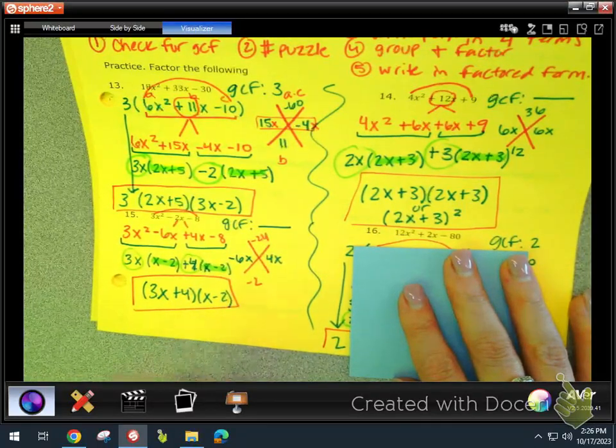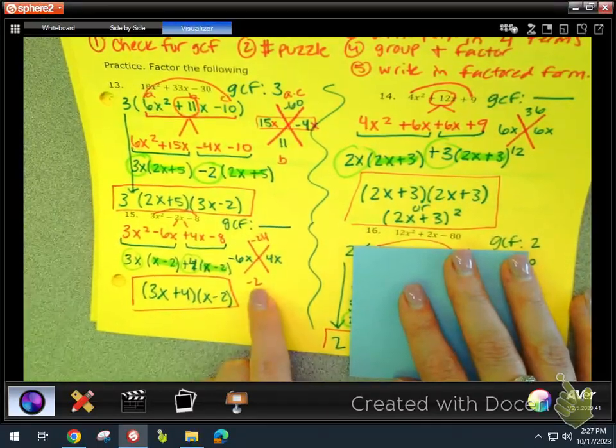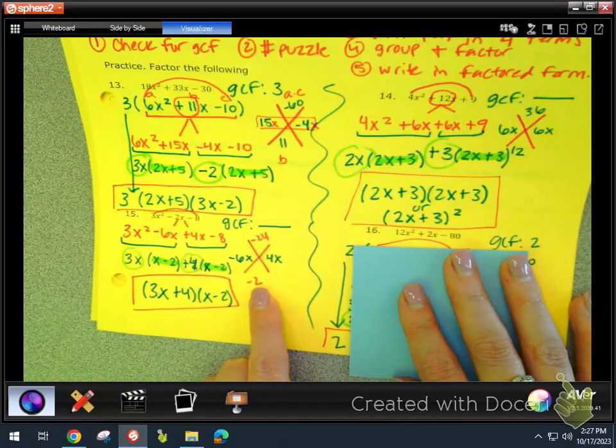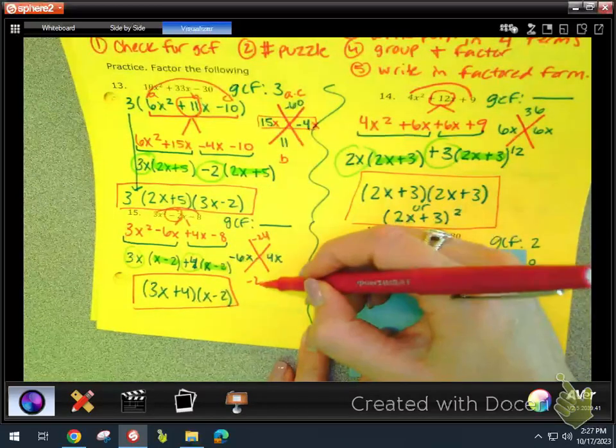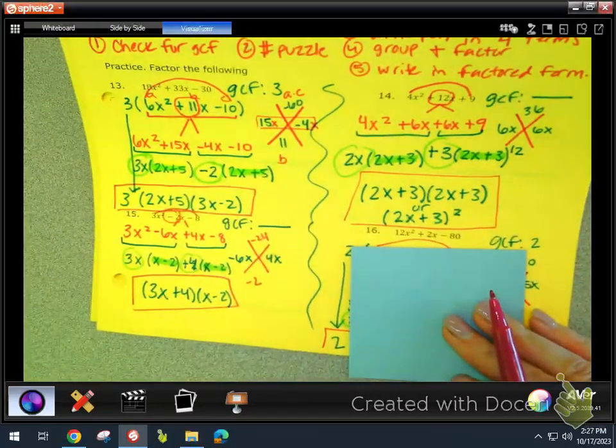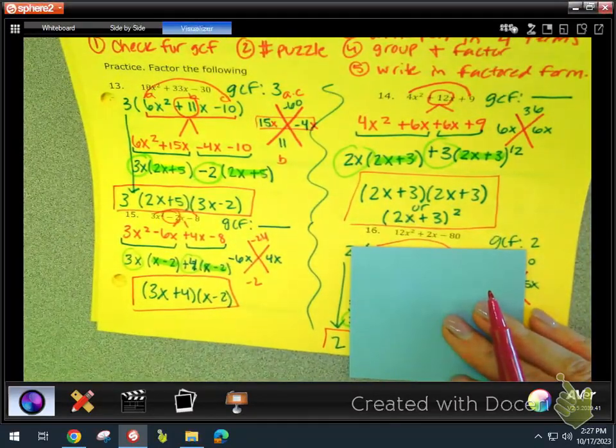Okay? This one wasn't too bad. Now, there was a negative on the bottom. I don't think we've seen that yet. Make sure that you take that sign with it, because if you miss that, then again, your signs are going to be backwards on your number puzzle. So that's really important. Just details. Just a lot of details.